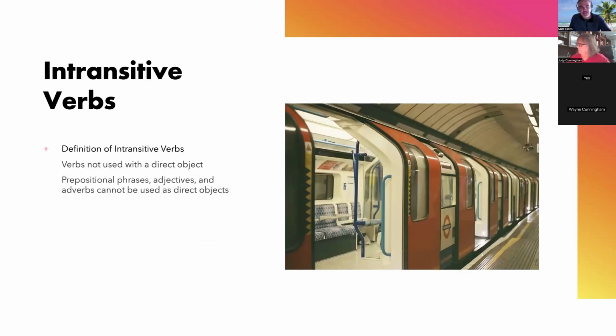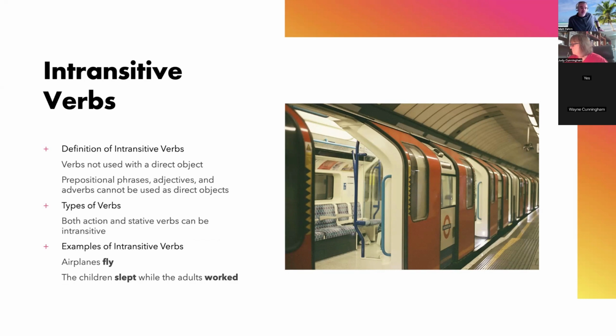Next, intransitive verb. If transitive has a direct object, then intransitive is a verb without a direct object. Prepositional phrases, adjectives, and adverbs cannot be used as direct objects. So we see both action and stative verbs can be intransitive. Examples: airplanes fly. So they're the subject and the verb. We have no direct object. And the children slept while the adults worked. For slept, the subject is children, and for worked, the subject is adults. So again, transitive has a direct object, intransitive does not use a direct object.